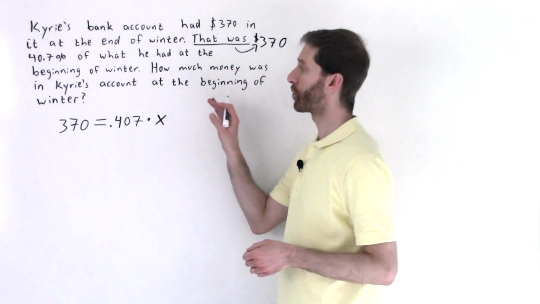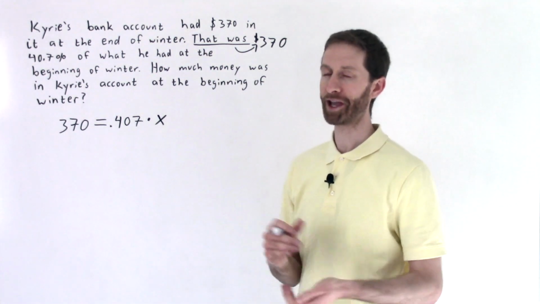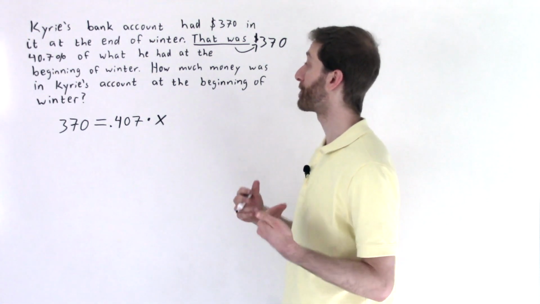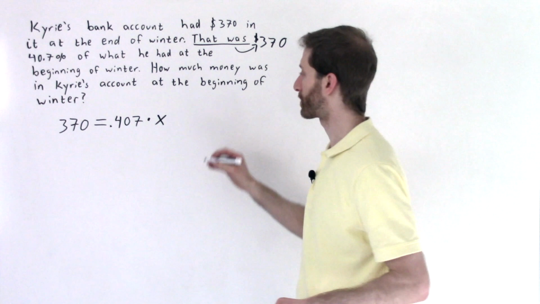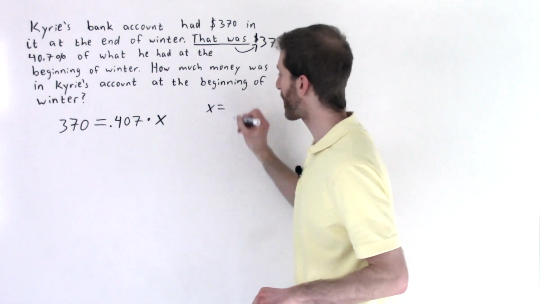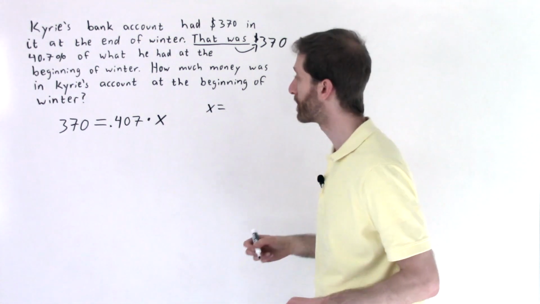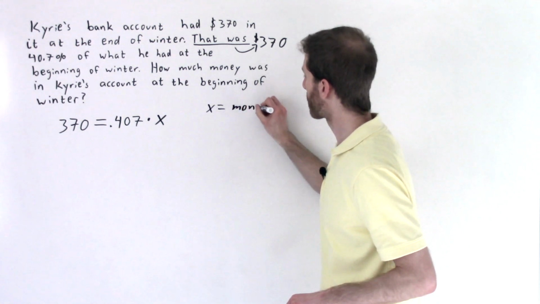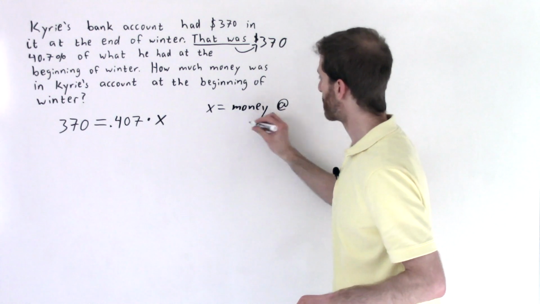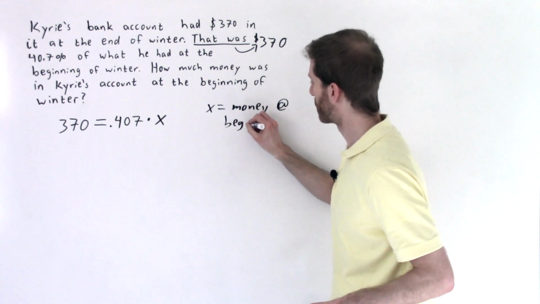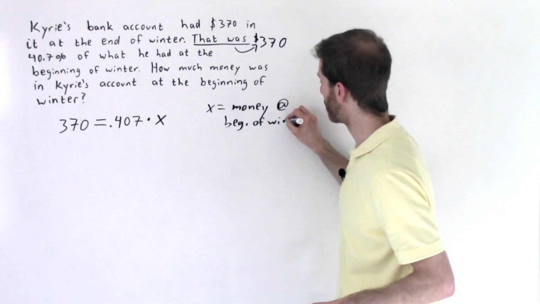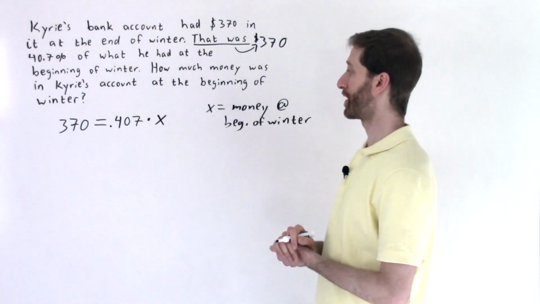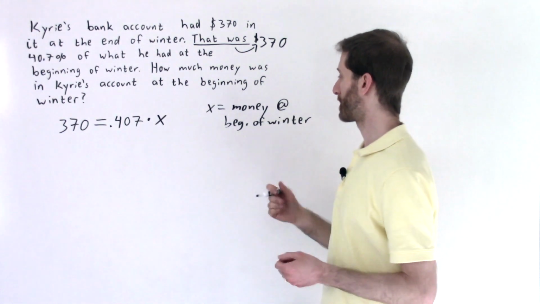Now, we'll read the rest of the word problem, but we've already translated, so we kind of know what we're going to solve for. This then says, how much money was in Kyrie's account at the beginning of winter? That would be the X value. So I'm going to define my X value as usual, define what X is, so you're not wondering what it stands for. X equals money at beginning of winter. So I am greatly abbreviating here. Of course, depending on your teacher or depending on you, you might not want to abbreviate. So X equals the amount of money at the beginning of winter.